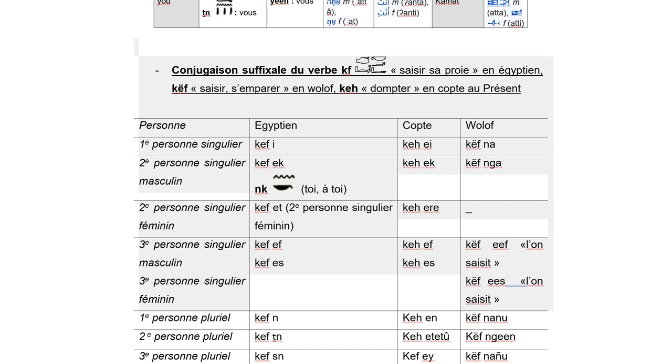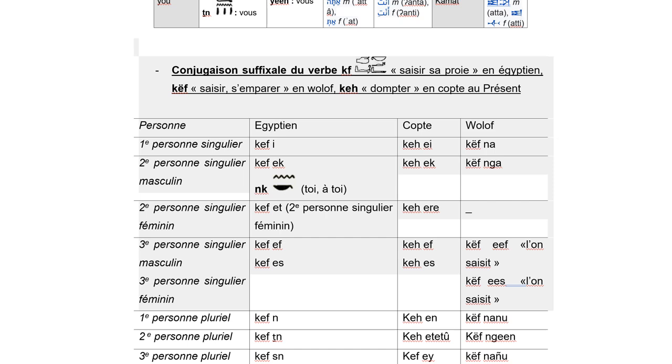And in Coptic also you have kech. You see also here Wolof is closer to Egyptian because in Wolof it is kef. In Egyptian it is kef. In Coptic it is kech. This paradigm, this example, was given by Cheikh Anta Diop. The same form of suffix conjugation.